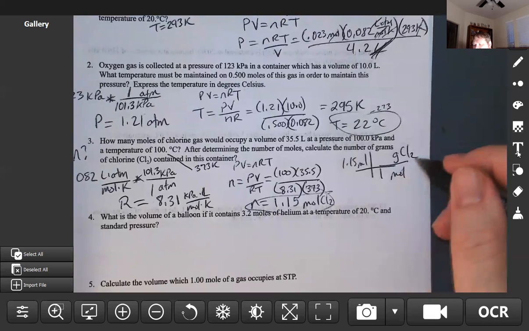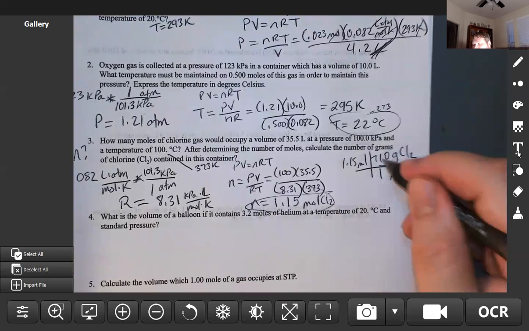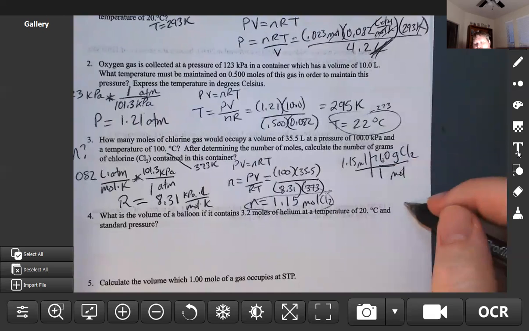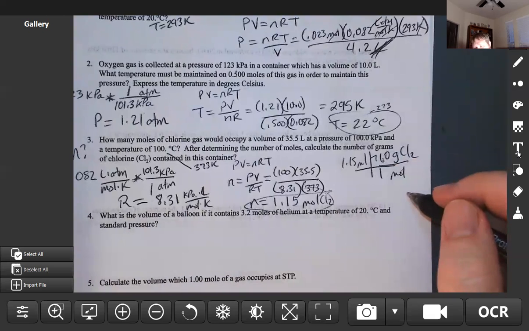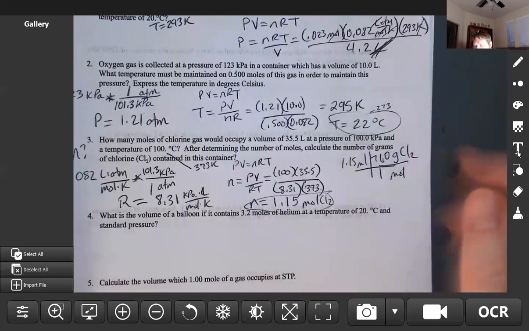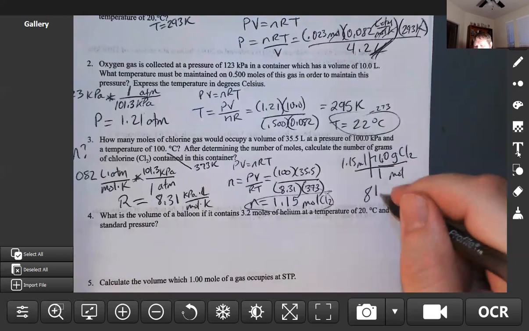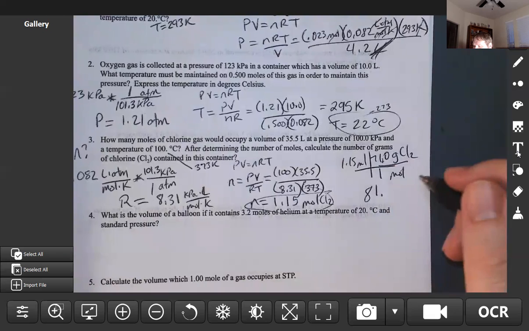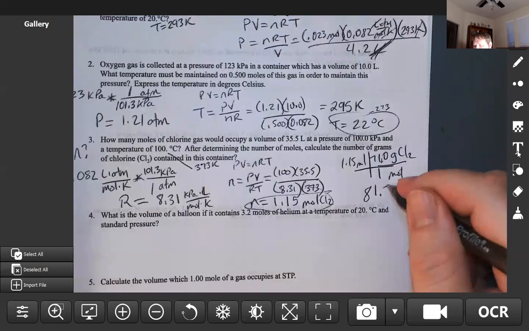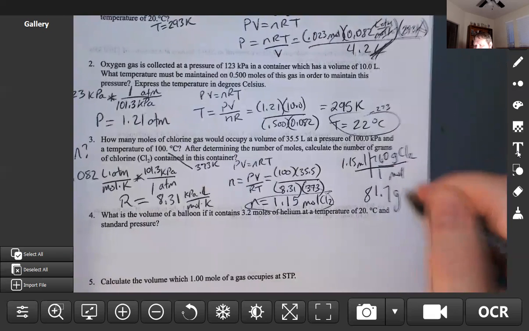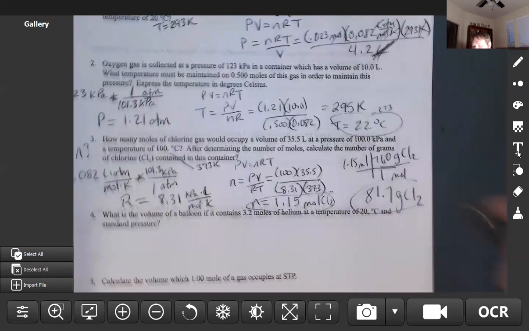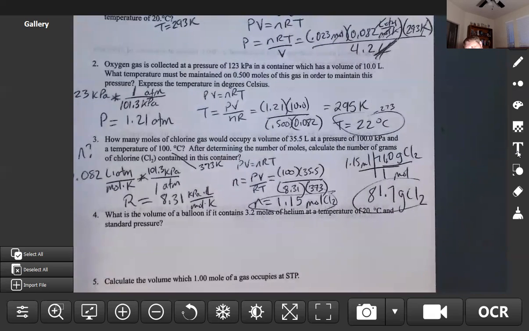One mole of diatomic chlorine. Chlorine has a molar mass of 71. We've done that a few times. And we get 81.7 grams. So a little bit different than the key at the bottom of the page because of the way I rounded it, I'm sure. But there we go.